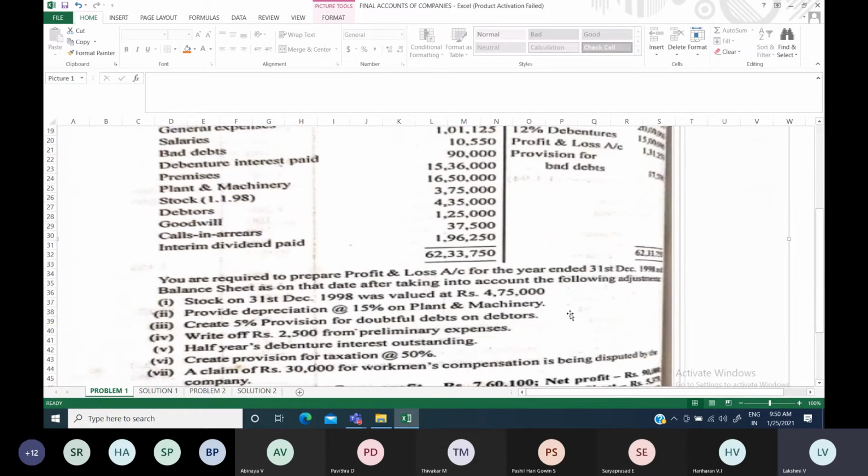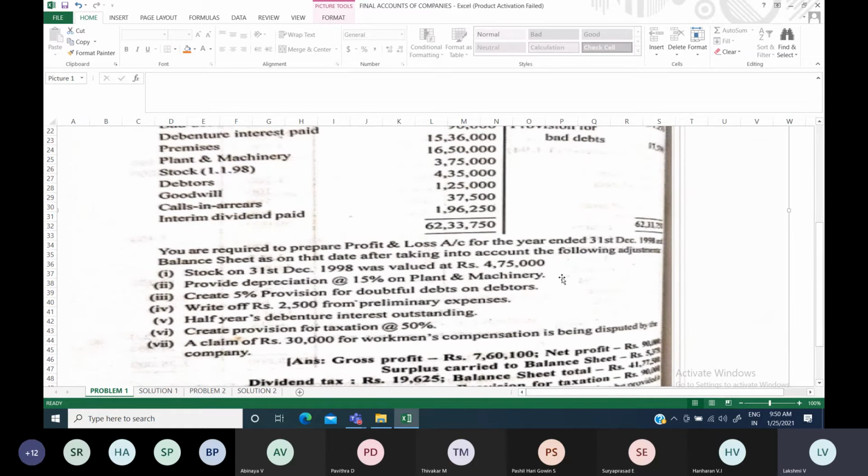Like this, each and every item you have to go through individually and check it out. Depreciation we completed, provision for doubtful debts, and then preliminary expenses written off finished, and then outstanding interest we have completed. Provision for taxation, this only we have to do. Like this, go through each and every item of the trial balance and adjustments, the entire thing.